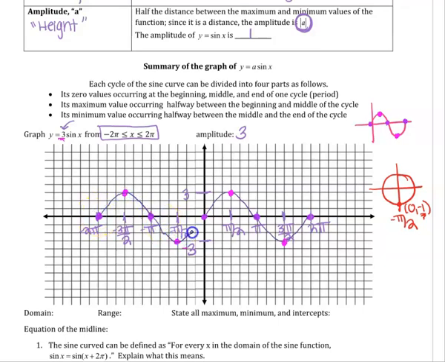And there you go. So you guys have just graphed 2 full cycles or periods of sine. So this is a cycle. This is a cycle. So we did 2 periods of 3 sine of x. 1 period is 1 full rotation around your unit circle.